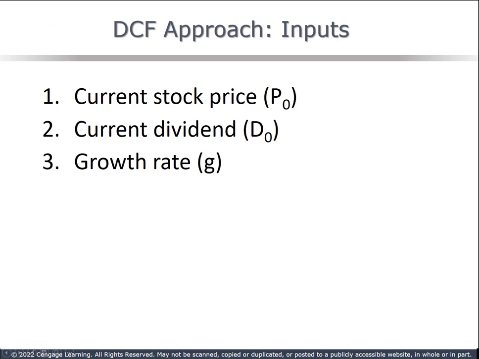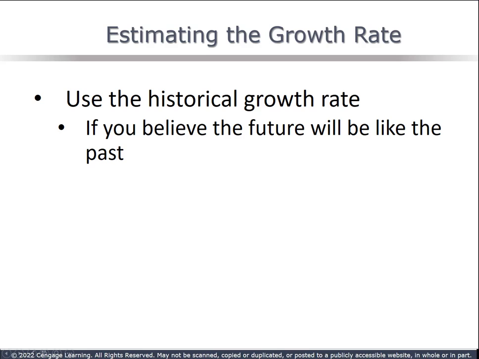To use the discounted cash flow constant growth model, we need three pieces of data. The current stock price, that's observable. The current last paid dividend, that's published data. The constant growth rate, that one we've got to estimate. The growth rate is the one variable that we cannot observe.